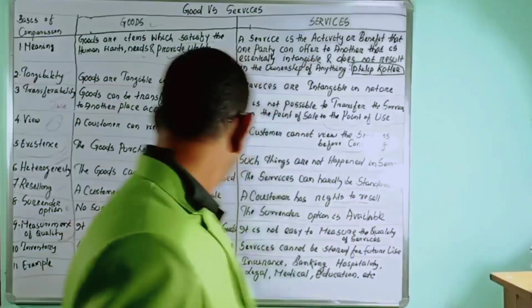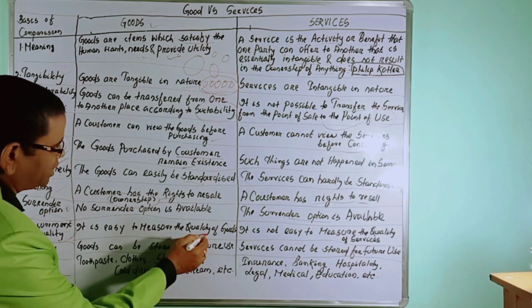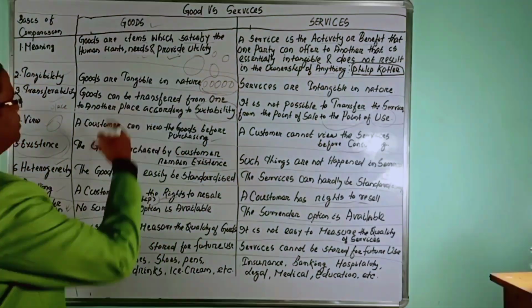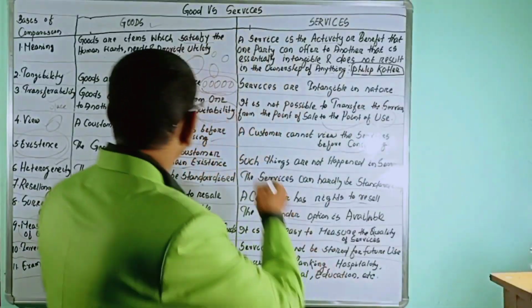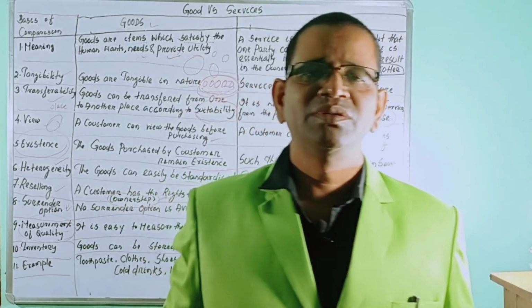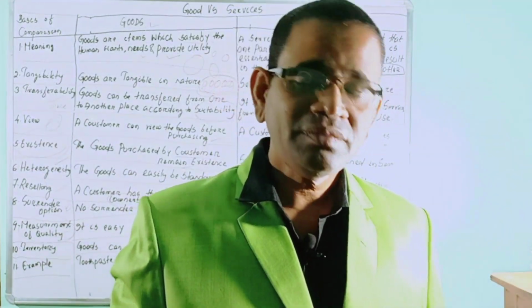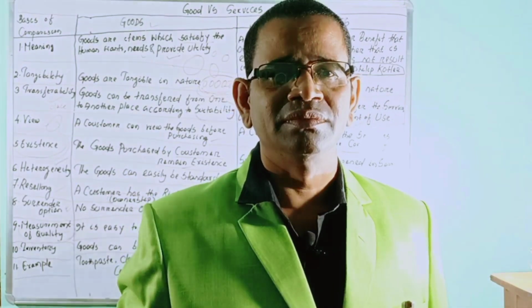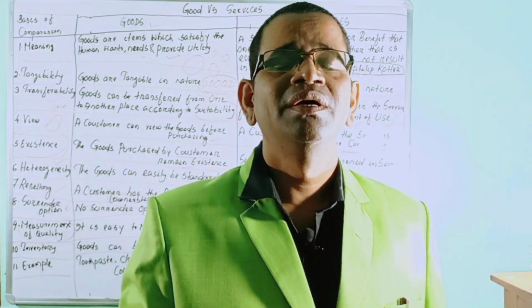Whether we are getting more benefits than what we are paying. Measurement of quality: it is easy to measure the quality of goods, because goods are homogeneous in nature. All the goods are of a similar type. Let's take an example: ice cream or cold drinks. Suppose you take ice cream or cold drinks, you can easily measure the quality of the cold drinks or the ice cream.